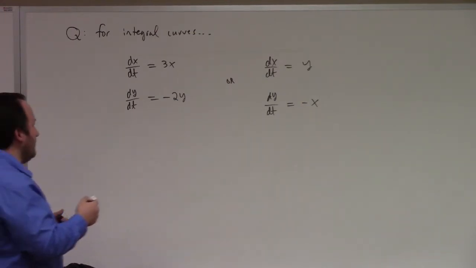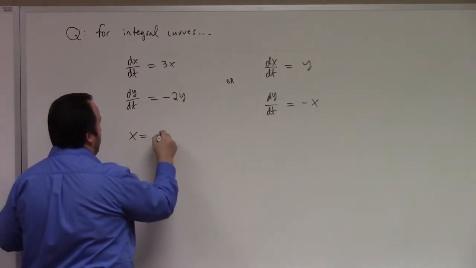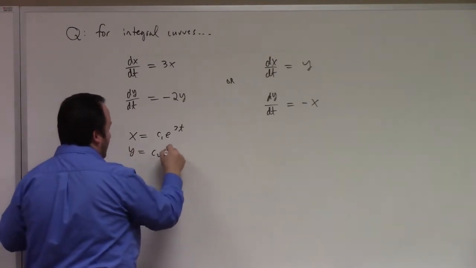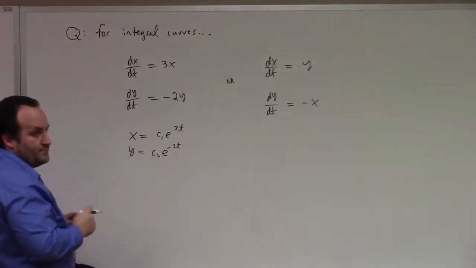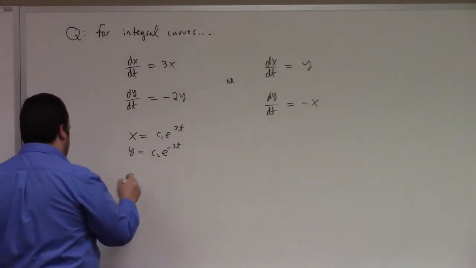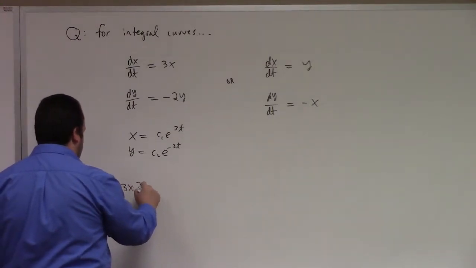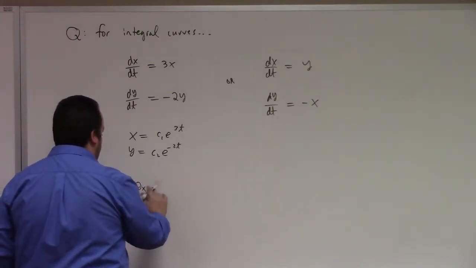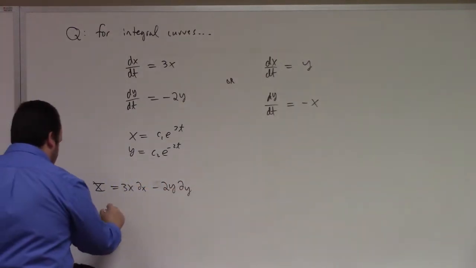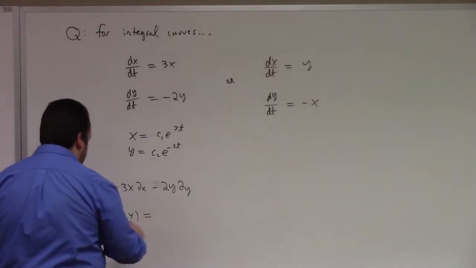Okay. So just to demystify this one, this is x equals c1 e to the 3t, y equals c2 e to the minus 2t, right? So let's see here. In particular, if I had vector field X equal to 3x partial x minus 2y partial y, then the flow psi t of x, y would be what?